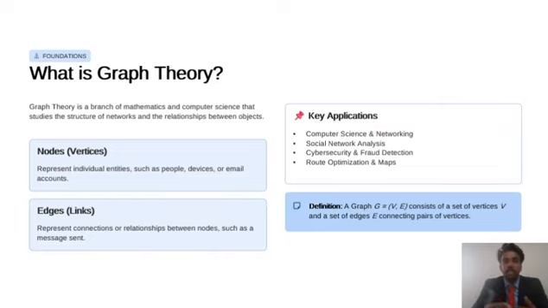edges. Graph theory is widely used in many real-world applications such as computer network, social network analysis, cyber security and fraud detection, route planning in maps and navigation systems. Mathematically, a graph is represented as G equals (V, E), where V represents vertices and E represents edges connecting them.